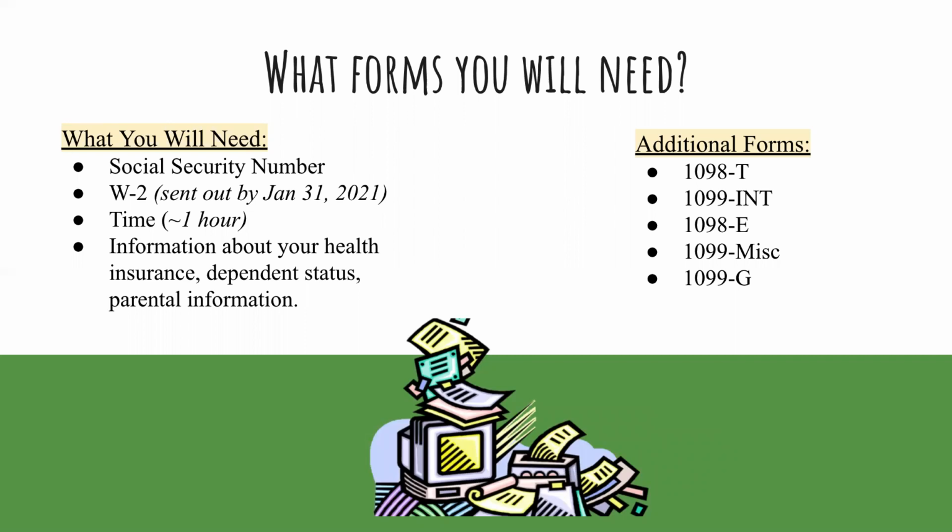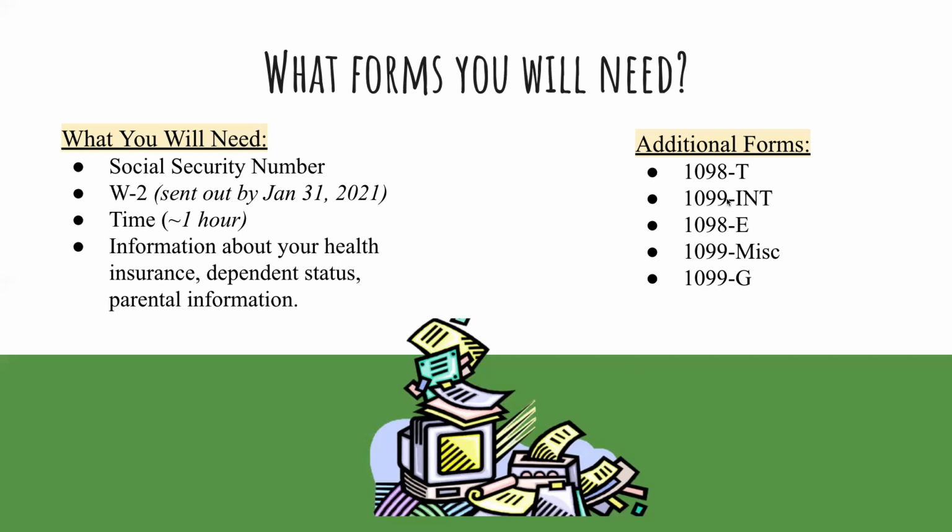Employers might have sent them through the mail, or they might have sent them through whatever online portal you use. So it's important to look into that to make sure that you locate your W-2, because you'll need that before you file. All right, next is just the time. So you need to block out about an hour. If you haven't done your taxes before, I'd say this might take a little bit more time just to enter all your information. But generally, on average, it takes about an hour, depending on how much income you earned, what kind of W-2s you have, and how many other additional forms you may have to enter. And then you'll need information about your health insurance, dependency status, and parental information depending on your circumstances.